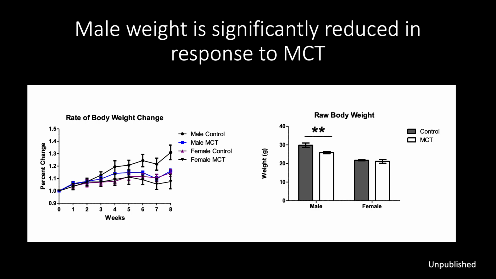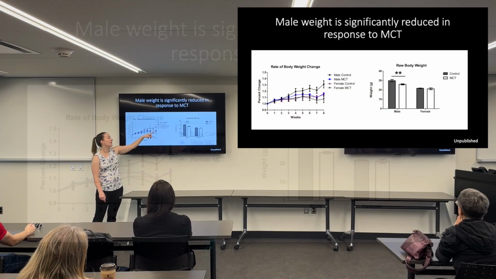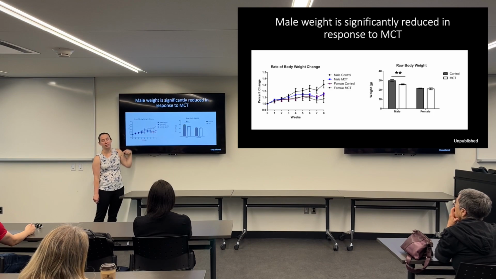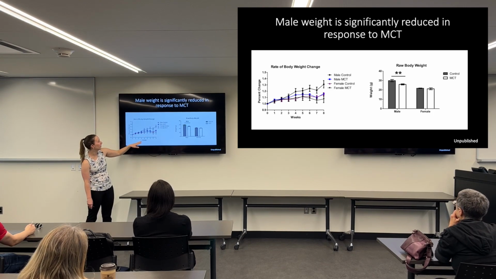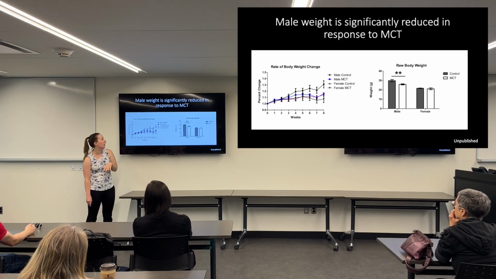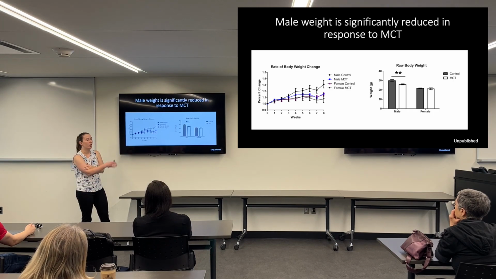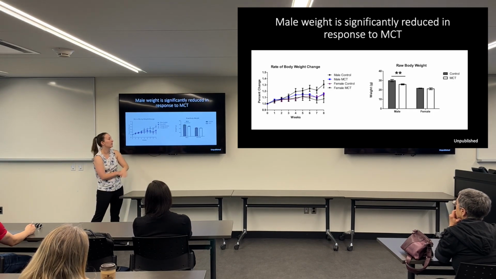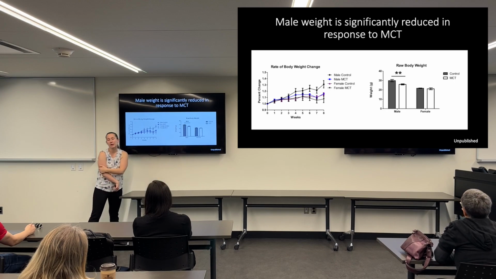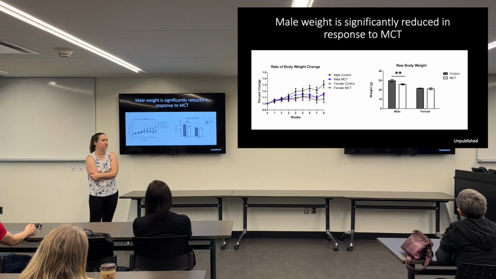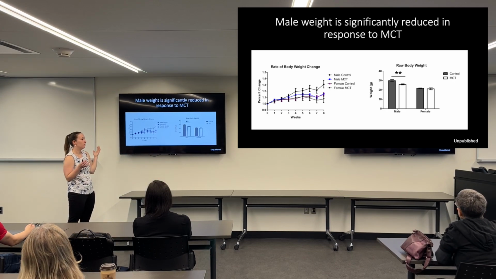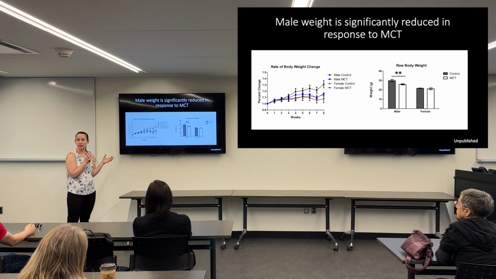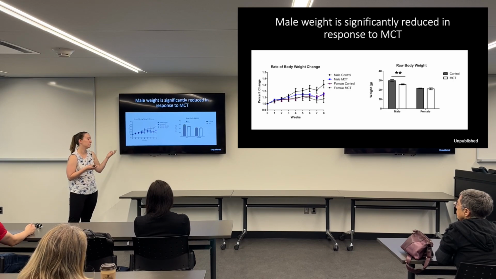But what you can see from here is that the treated males had a much lower body weight, from around weeks 4 and on. And if we just plot raw body weight at the end of the 8 weeks, you can see that there's a significant difference in their overall mass. So they're being injected with the same kind of toxin, but there's a sex-dependent difference in their rate of weight loss.